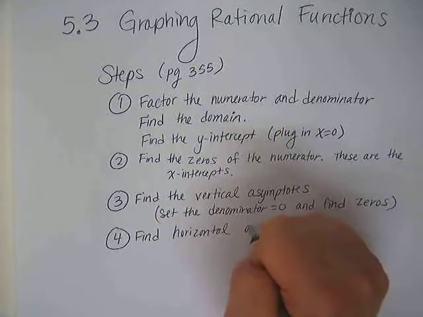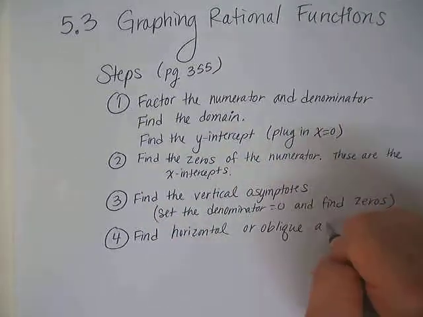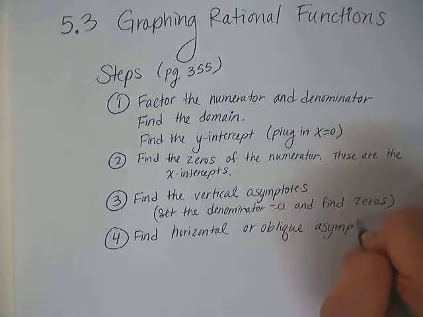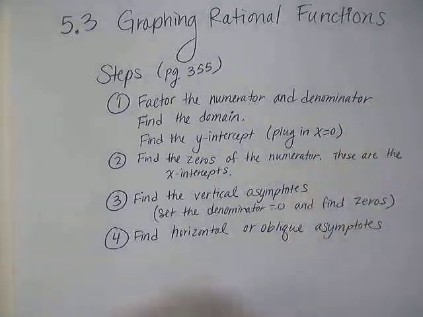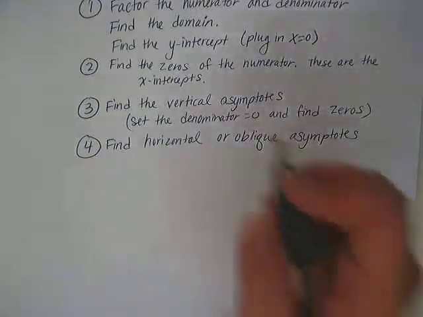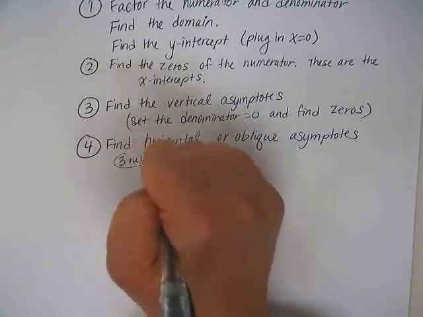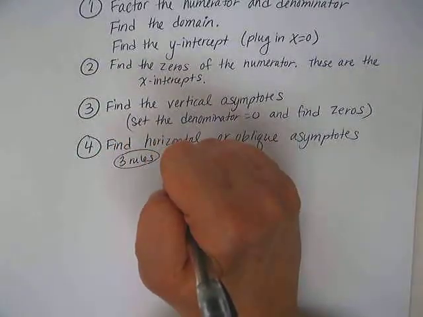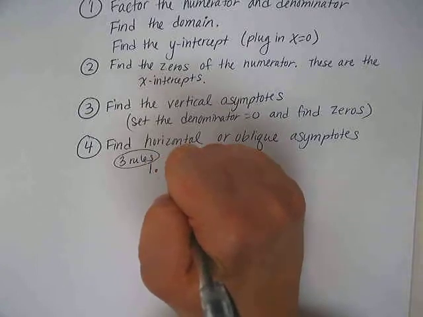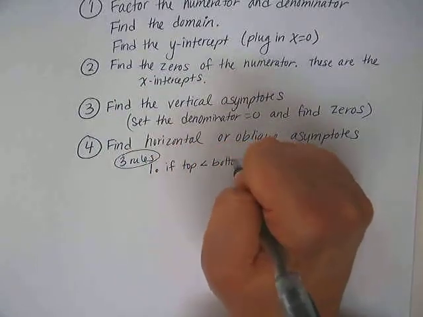Okay, next step. Find horizontal or oblique asymptotes. So we learned how to do that last time, right? Do you need me to rewrite the 3 rules to remember those? No? So 3 rules. Maybe I'll just do a really short version.